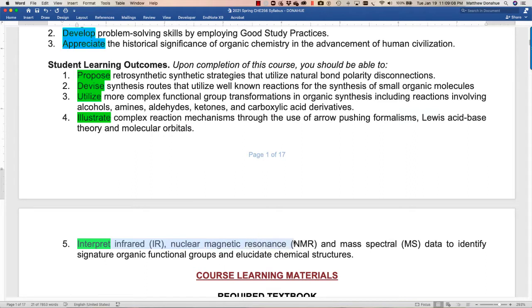Interpret infrared, nuclear magnetic resonance, and mass spectral MS data to identify signature organic functional groups and elucidate chemical structures. So overall, what we're doing is we're learning a lot of reactions, the transformation of a starting material into a product. So we're transforming functional groups from one thing into another.